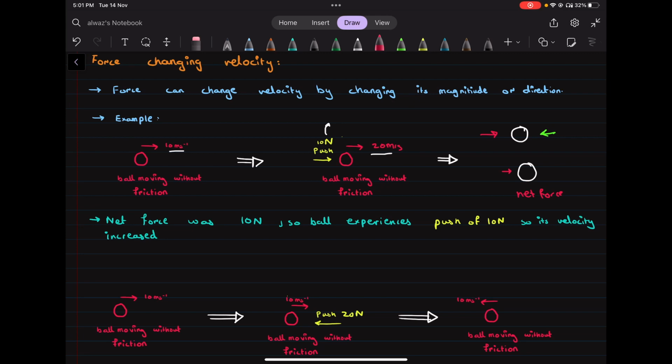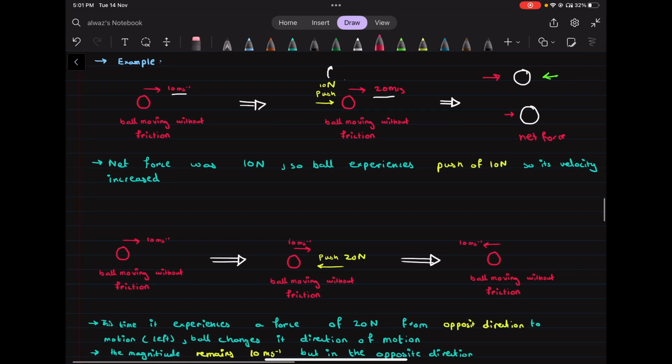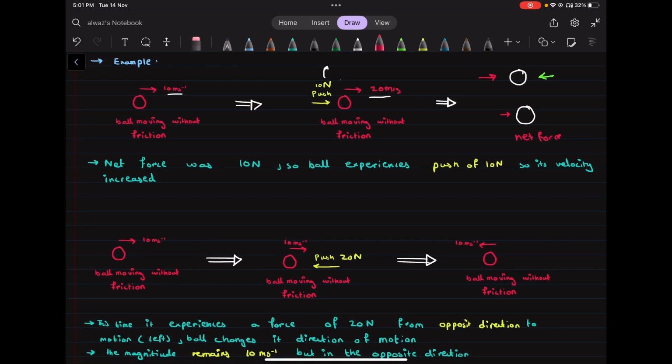Now, what does acceleration mean? It means that its velocity is going to change. Depending on the force, the rate of change, the acceleration, is going to be different. So, in this example, we just take it at face value. So, by a 10 Newton push, the speed increases to 20 meters per second, for example. The point of this diagram is to show that force causes a change in velocity. The net force was 10 newtons, so the ball experiences a push of 10 newtons, so its velocity increases.